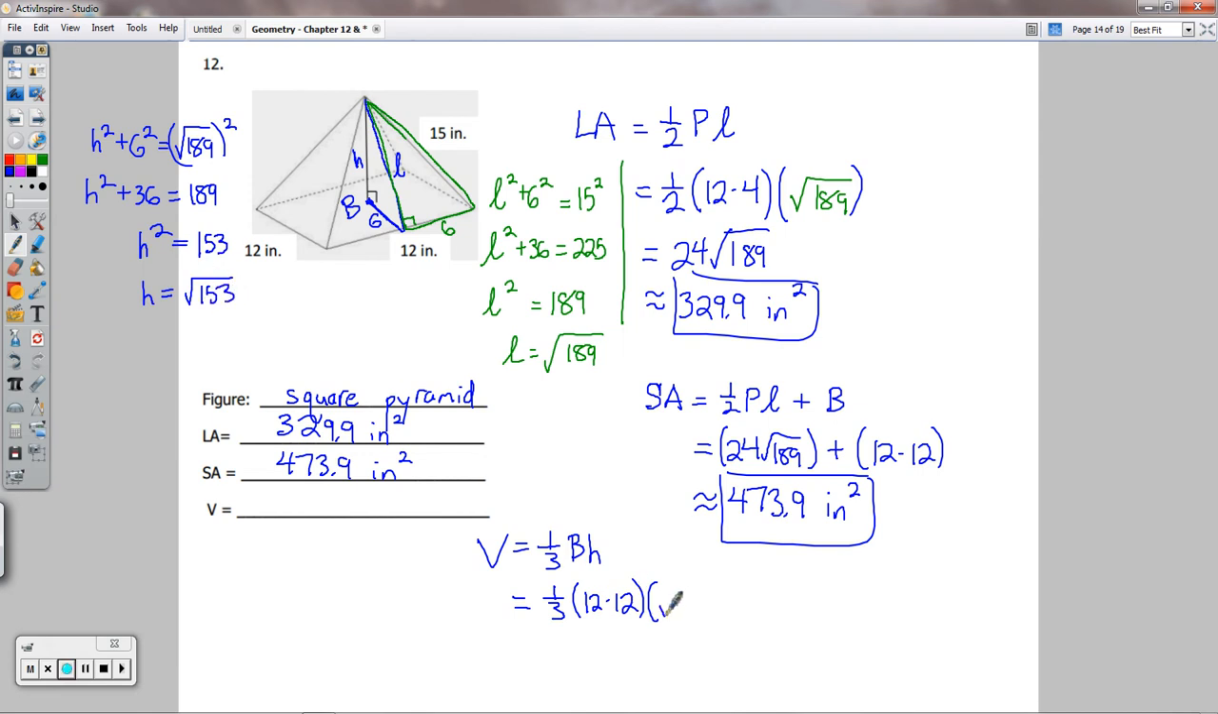So let's see what happens. If we plug this in down here, this would be 1/3 times 144. 1/3 of 144, that is 48, and 48 times the square root of 153, that's approximately 593.7. So approximately 593.7 there. If you were to give an exact answer, we would say 48 times the square root of 153, but an approximate answer would be that many inches cubed.